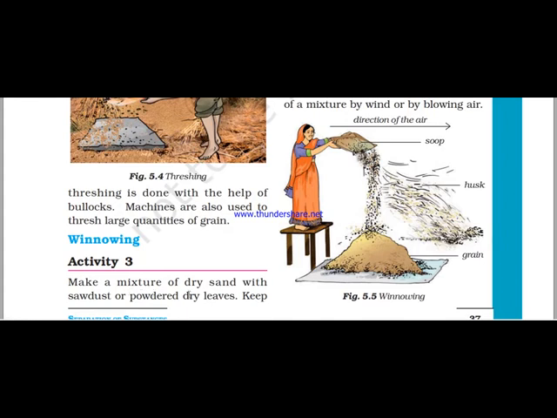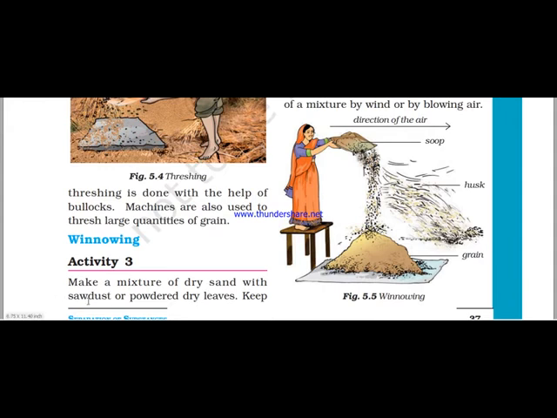Winnowing can also be used to separate a mixture of sand and sawdust, or we can say a mixture of sand and powdered dry leaves, because the sawdust or powdered dry leaves are lighter in weight, whereas sand is heavy in weight. Fine. So we can separate the mixture of sawdust.